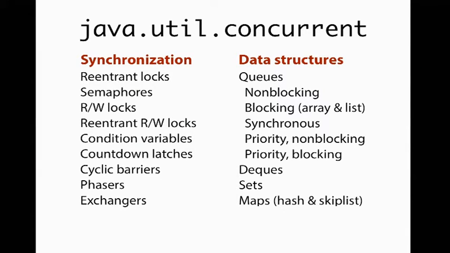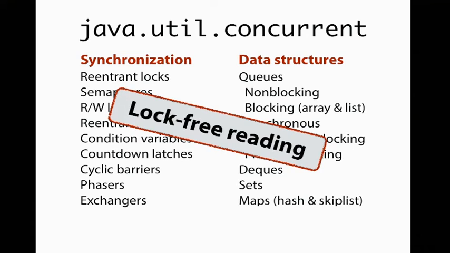Okay, so each and every one of these generally represents a paper's worth of ingenuity to get to perform well in multi-core settings. Just to pick an example, I already mentioned hash tables. The hash tables in Java Util Concurrent allow clients to read the hash table without acquiring any locks, so they can do so totally in parallel.